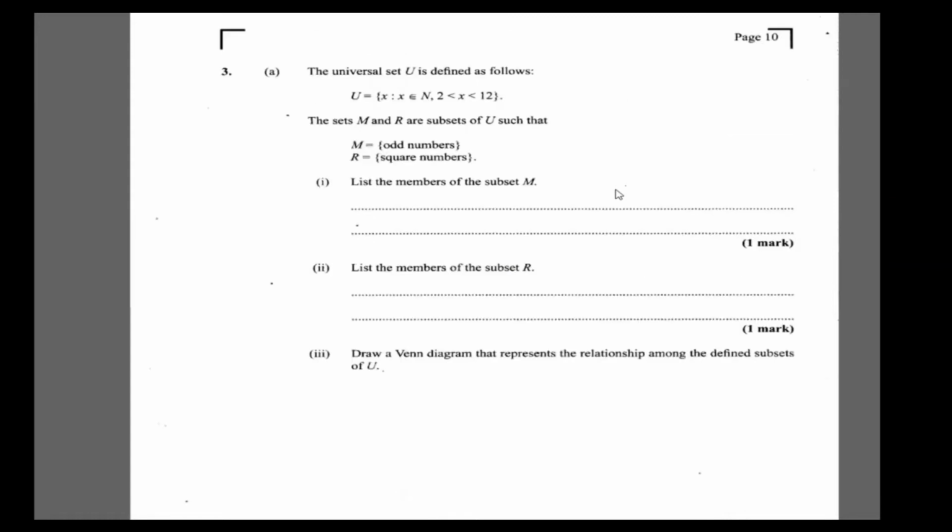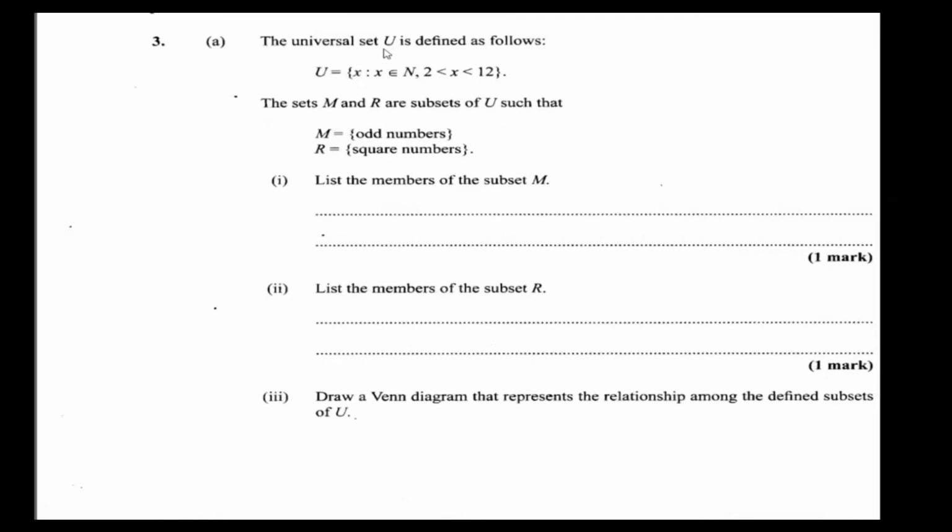Question 3 is a sets question. It says the universal set U is defined as follows: U is the set where x is an element of the natural numbers that fall between 2 and 12. So if I write out all the elements of U, it is all the natural numbers bigger than 2. So that's 3, 4, 5, 6, 7, 8, 9, 10, 11, but less than 12. So that's the universal set U.